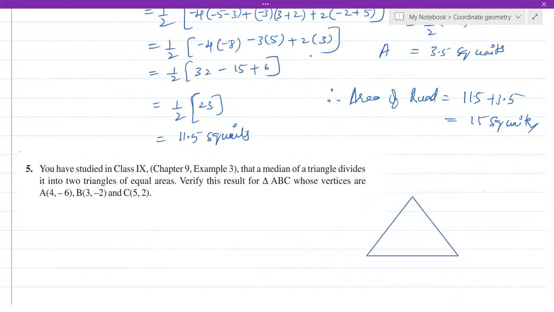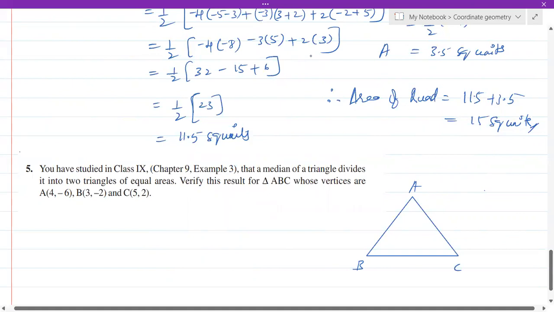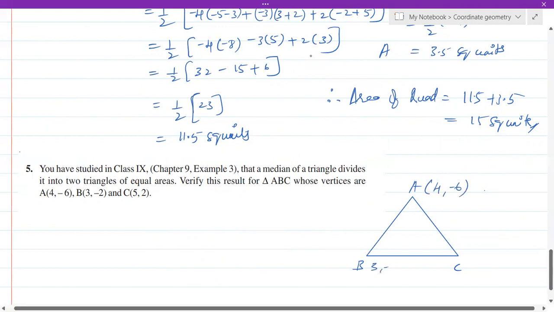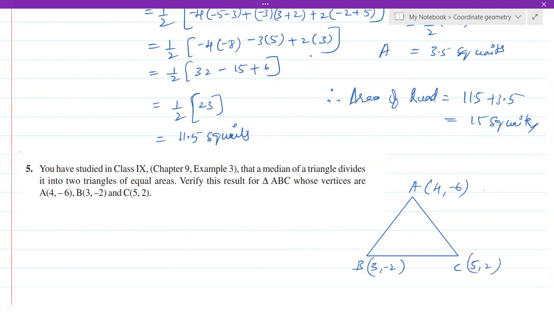Okay. So what they've given us is a triangle A, B, C. The coordinates of A is 4, -6. The coordinates of B is 3, -2. And the coordinates of C is 5, 2. Now, let's take a median. What is a median? It is a line drawn from the opposite vertex to the midpoint. Let's say D is the midpoint. Now, using the midpoint formula, you can find the coordinates of D.